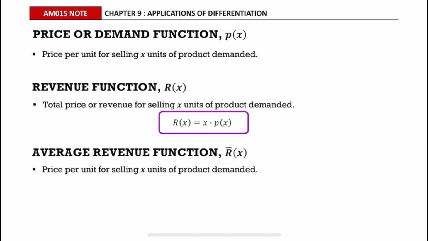Revenue function equals X multiplied by P of X, where X is the number of products and P of X is the price or demand function. Average revenue function is denoted as R bar of X. It is the price per unit for selling X units of product demanded. Average revenue function equals revenue function divided by X.